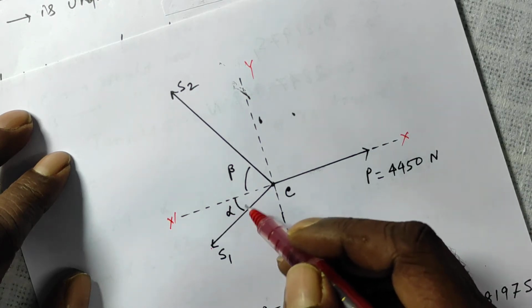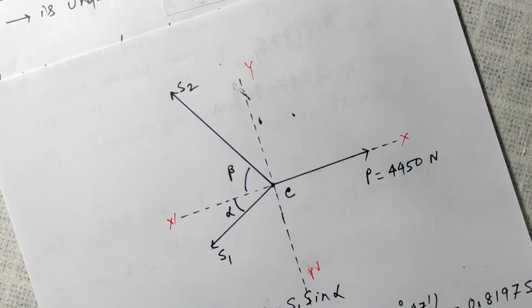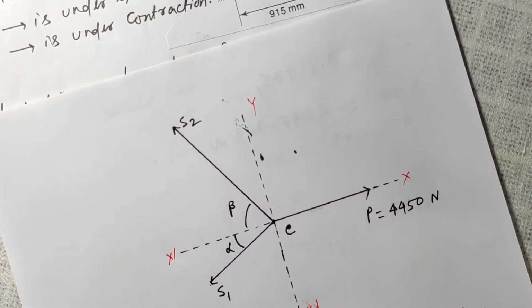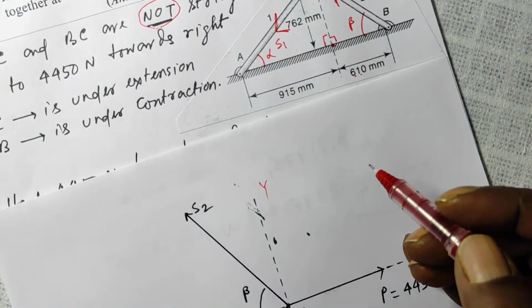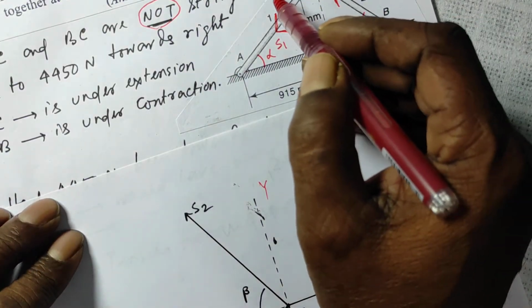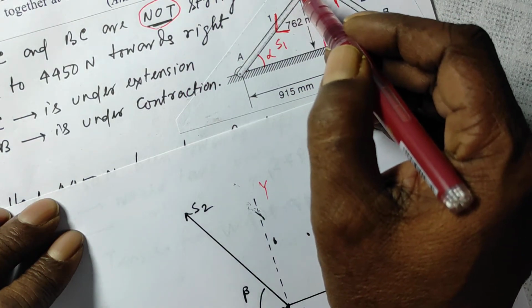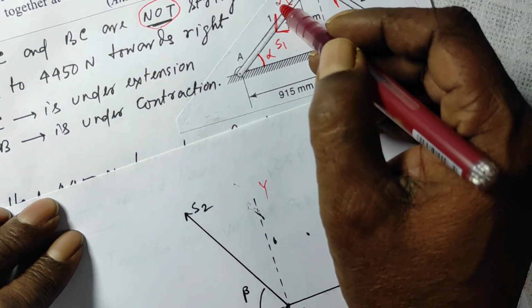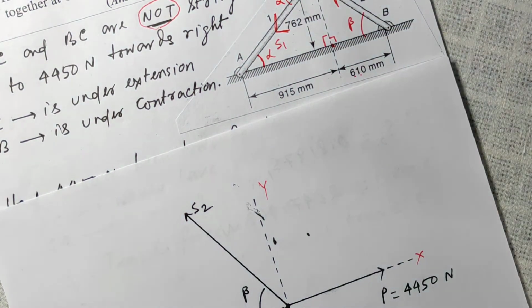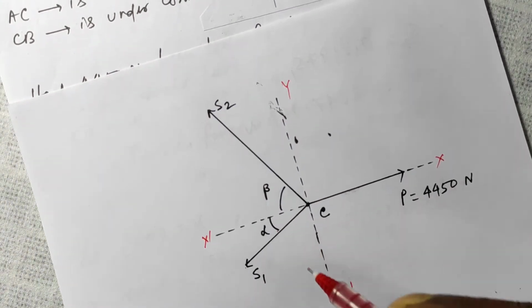Now the question is how this is alpha and this is beta. If you extend this line of action, since this angle is alpha, this will also be alpha, alternate angle. So that is what is shown here.